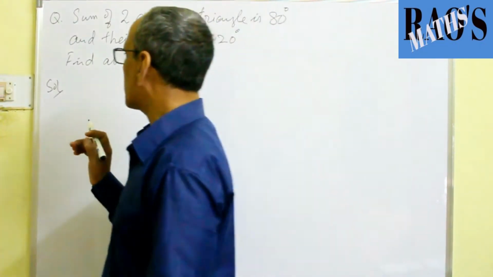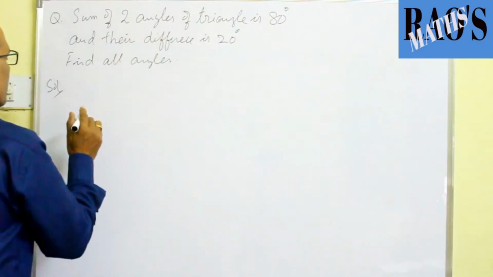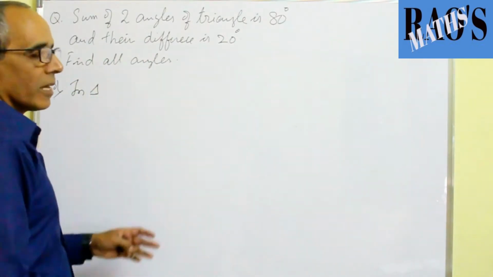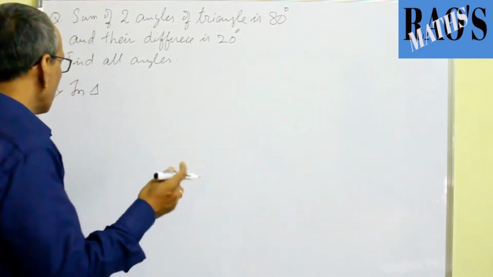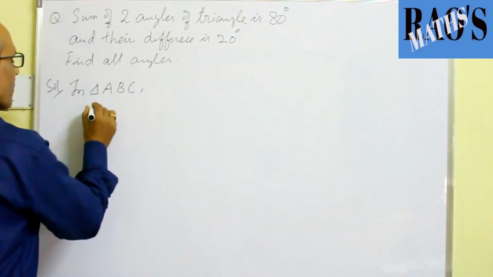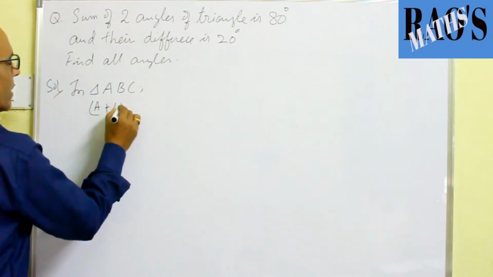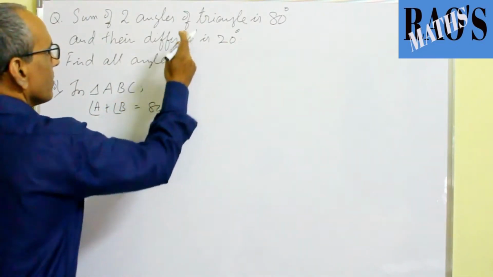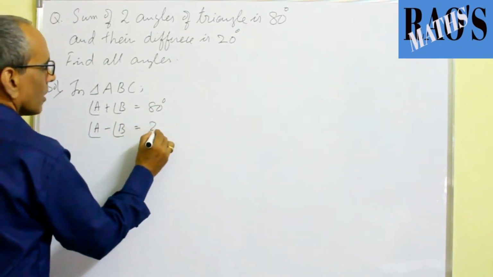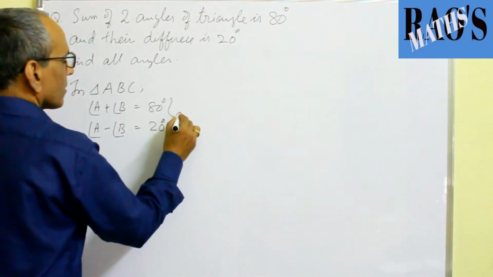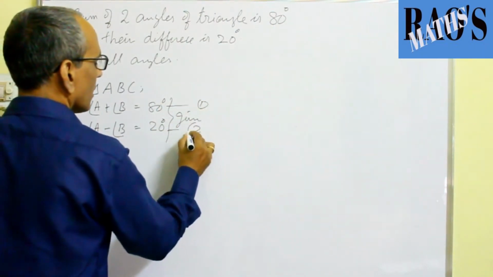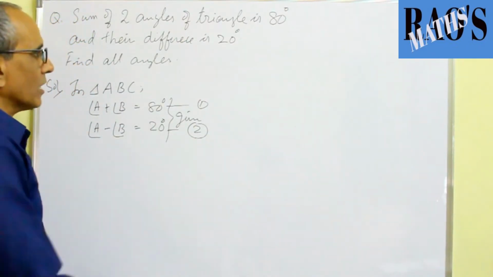I define the two angles as a and b. In the question, since the triangle name is not mentioned, I may take any triangle of my choice, that is, I take ABC. In triangle ABC, angle A plus angle B is 80 degrees by the question, and also angle A minus angle B is given, that is 20 degrees. This is the given part. Also I give 1 and 2 to the given statements. I continue here.